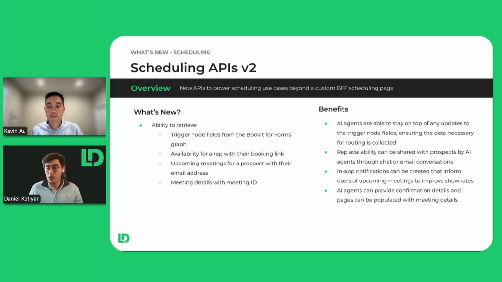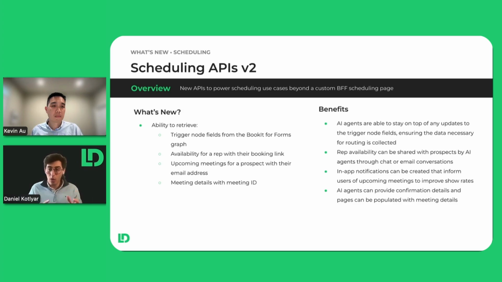This next version is really focused around offering API endpoints that power use cases beyond a custom BFF scheduling page, really focused on AI agents and AI SDRs. So let me give you a bit of background.